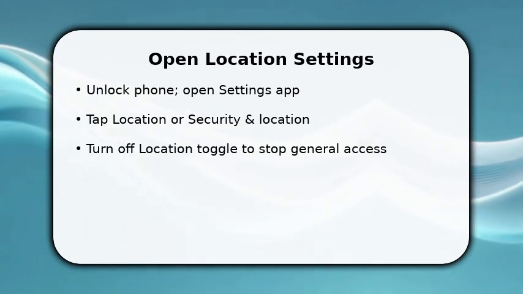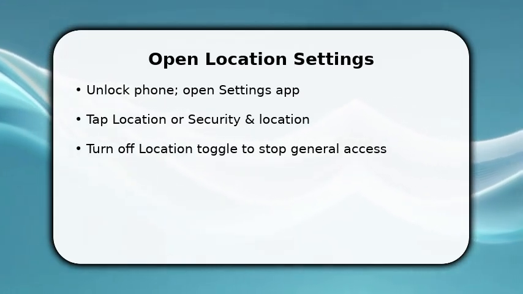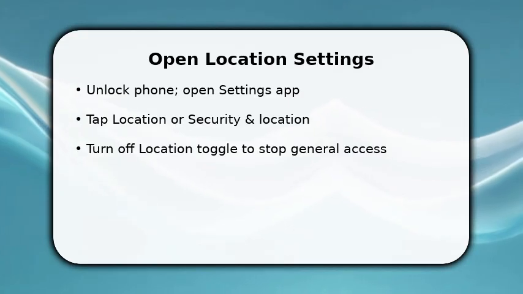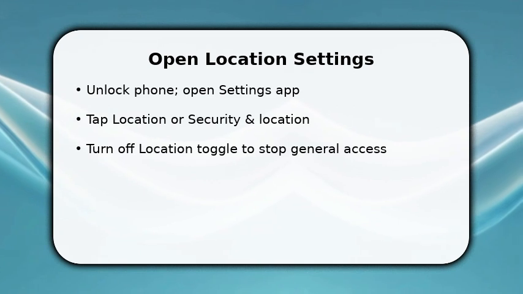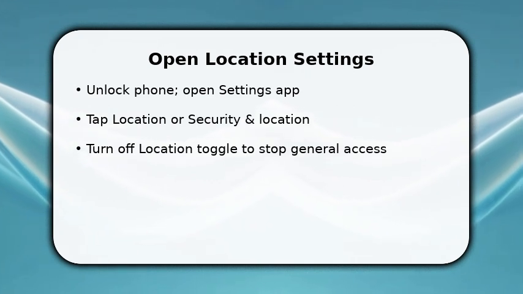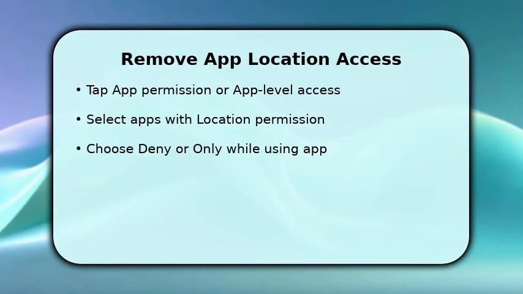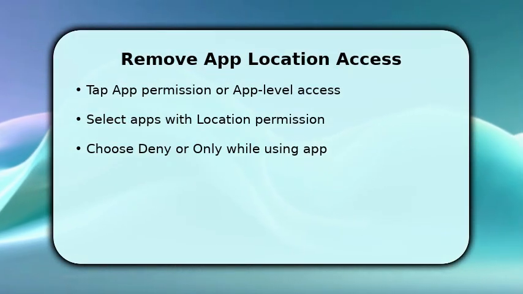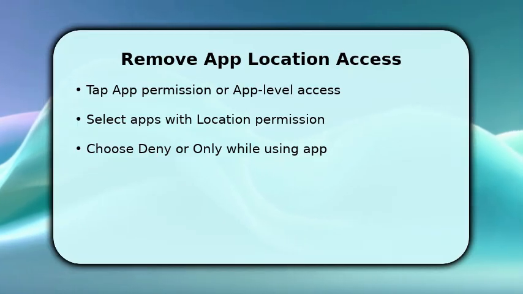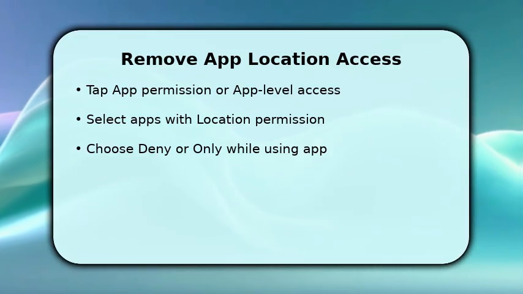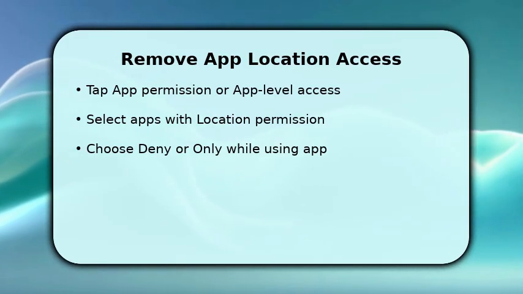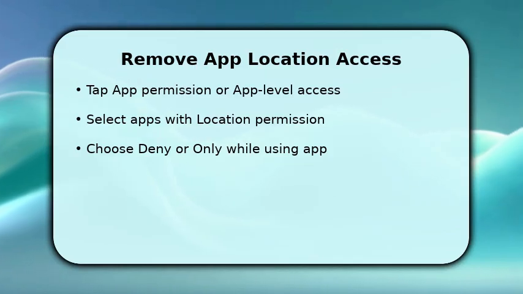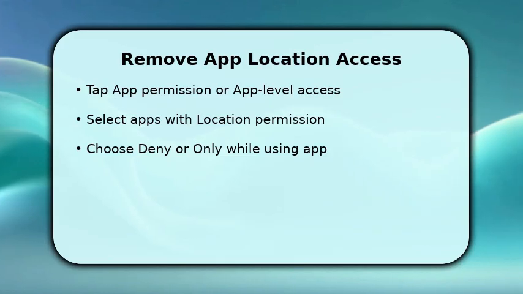Turning the global toggle off is quick, but some services still use device sensors. Next, we remove app permissions to stop background tracking. Now you fine-tune which apps can use location. Tap App Permission or App-Level Access, then open the Location Permission list. For each app, choose Deny to block tracking or only while using app to limit background access. This prevents persistent location collection. Be methodical. Check maps, social media, weather, and delivery apps first.